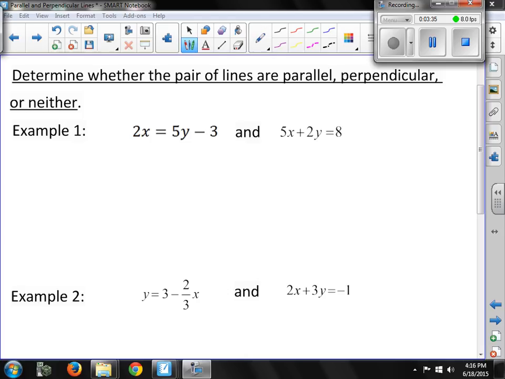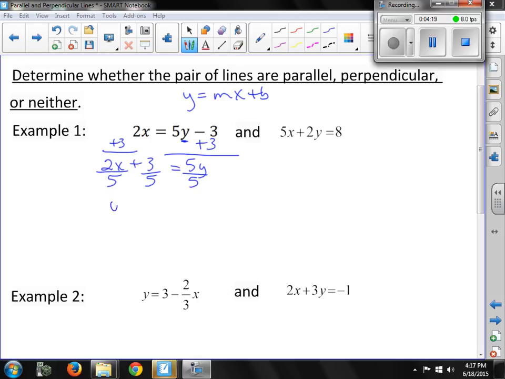Let's do some examples. Let's determine whether the pair of lines are parallel, perpendicular, or neither. The first thing we need to do is solve for y. Let's get each equation in slope-intercept form. I need to solve for that y. It doesn't matter which side y lands on. On this one, I think it's going to be easier to make it land on the right. So let's add 3 to each side of my equation. So I have 5y over here. Now I'm going to put my 2x in front. And now I'm going to divide everything by 5.